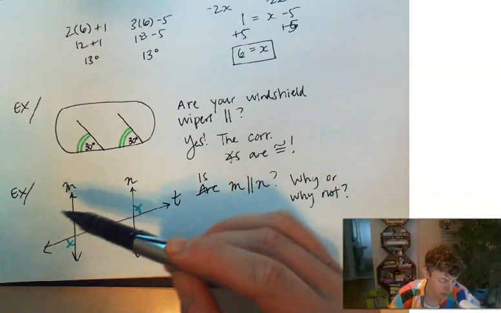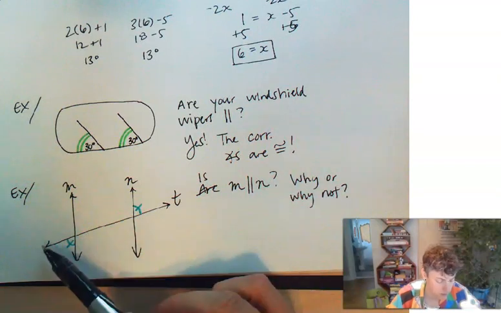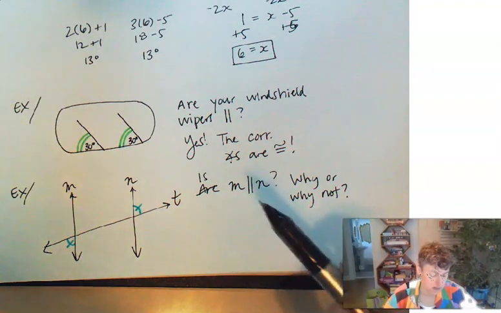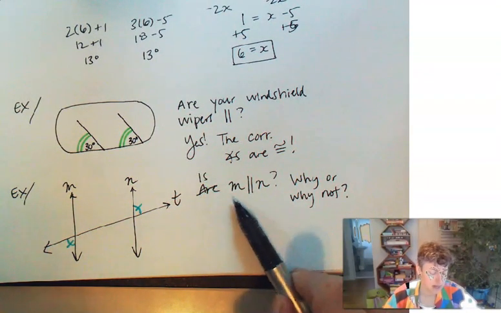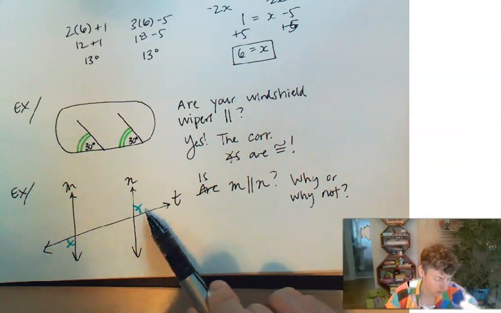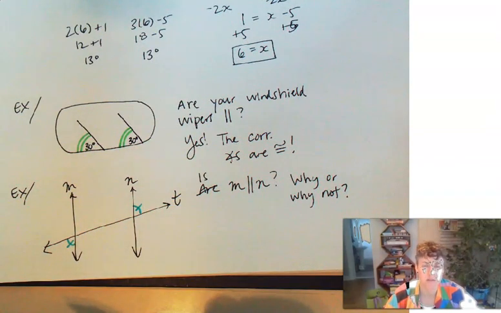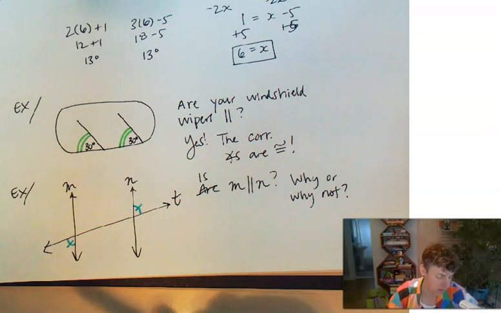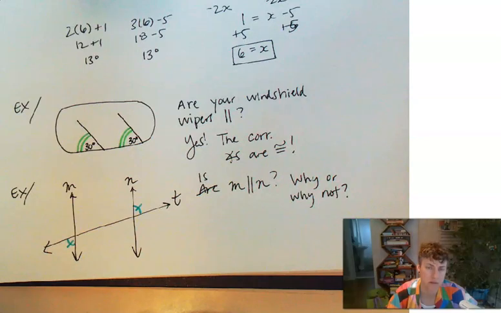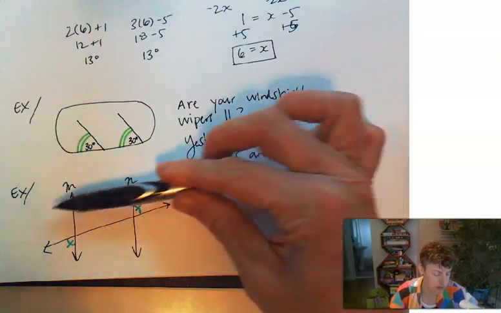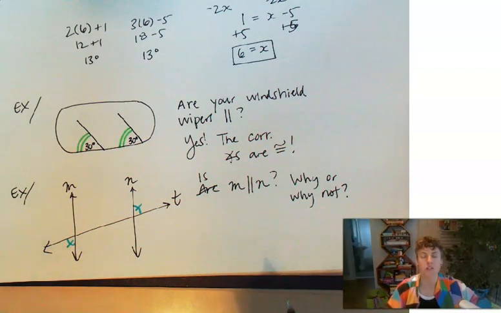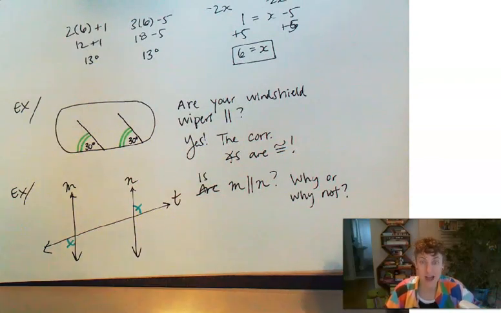Here's our next example. We've got line M and line N and transversal T. We've got some angles that are marked congruent. And the question is, is line M parallel to line N? Why or why not? Well, I see we have some angles that are marked congruent. What kind of angles are those angles? I see they're outside the parallel lines, so they must be exterior angles. And we see they're on opposite sides of the transversal, so they must be alternate exterior angles.